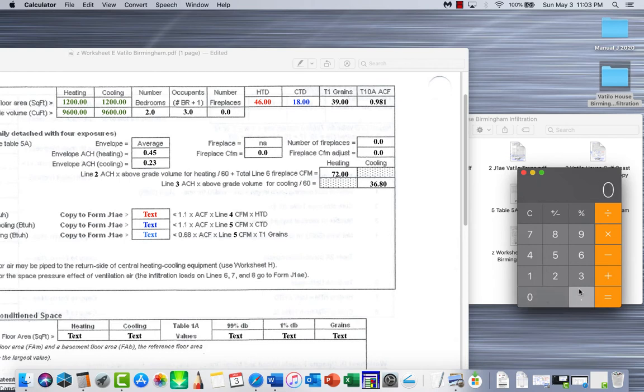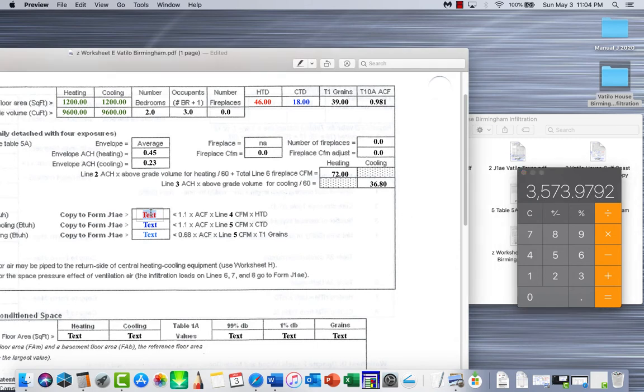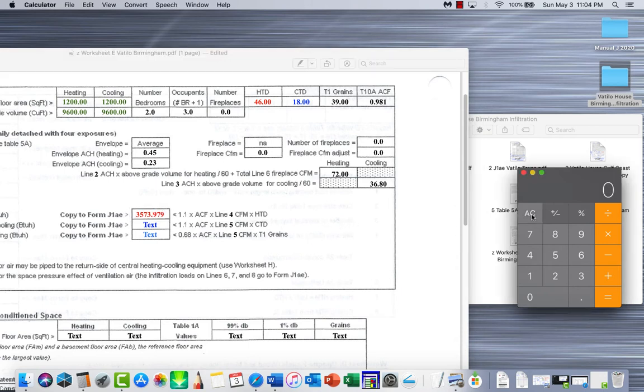1.1 times 0.981 times 72 times our HTD. And I did it again. All right. Let's clear it out. 1.1 times 0.981 times 72 times 46. We get this big number here. Now, like I said, if this number here was bigger, we would round this up. But since we're going to the thousandths place, we're simply going to put in what we got, 3,573.979. Okay, now we're going to do the same on the next one.